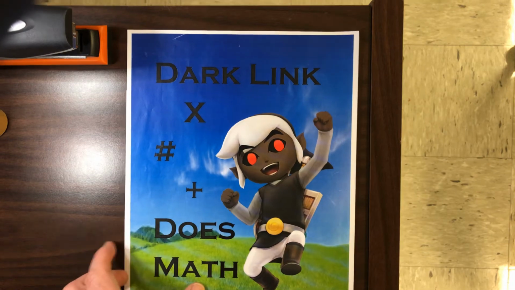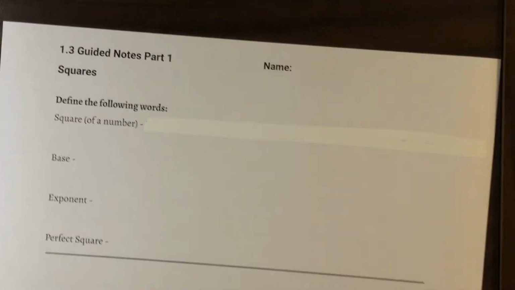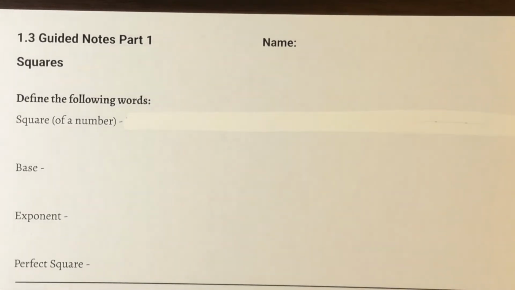So today, we're going to be going over lesson 1.3, which deals with squares. More specifically, what does it mean to square a number? We'll also talk about exponents in general and some information about perfect squares of numbers.